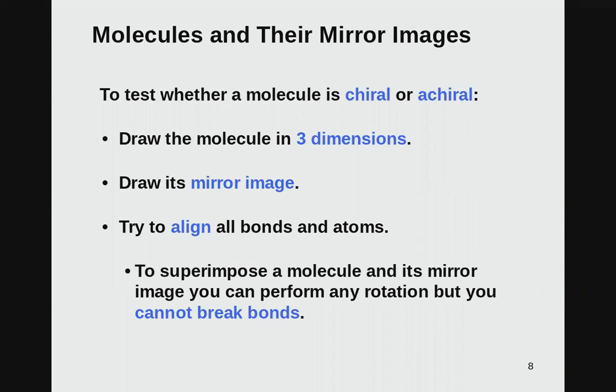But to test whether something is chiral or achiral, we simply draw the molecule in 3 dimensions. Then we draw its mirror image. And then we try to align all bonds and atoms. Now, to superimpose a molecule and its mirror image, you can perform any rotation, but you physically cannot break bonds.